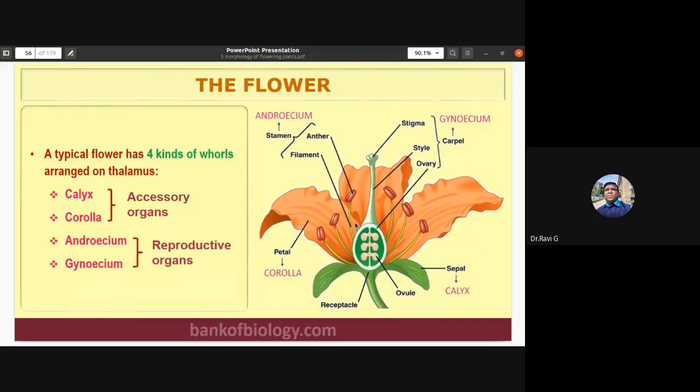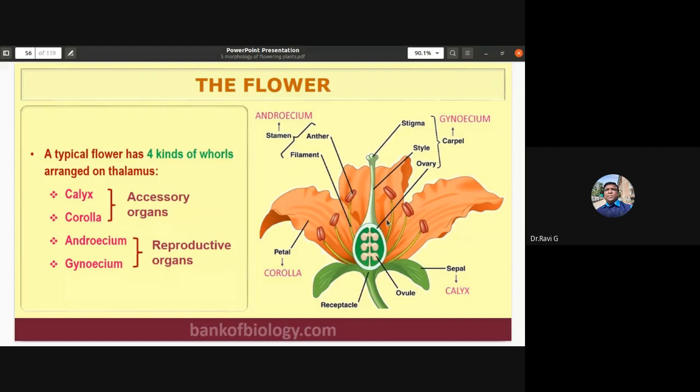And one more thing that you have to remember, the andrecium is made up of stamens. What is the stamen made up of? Stamen has a filament and an anther. Here it is a bilobed anther. The point at which the filament connects the anther, we call it the connective. Filament, connective, and anther together, we call them stamen. Collection of stamens, we call andrecium.